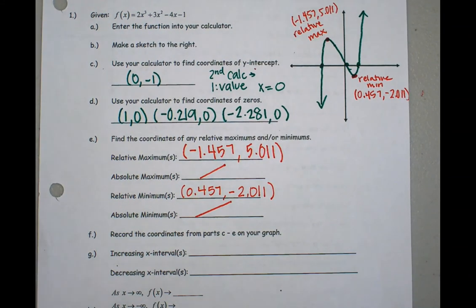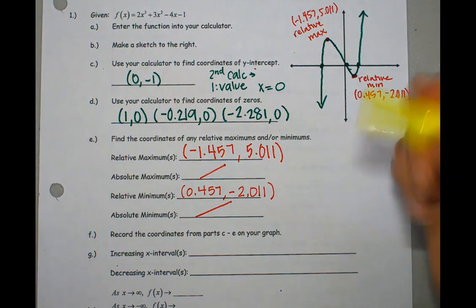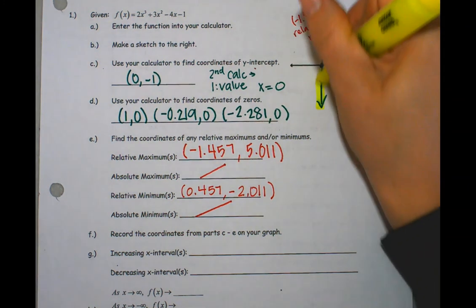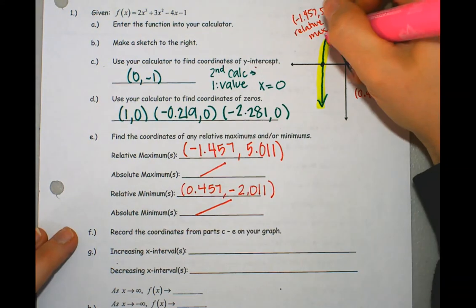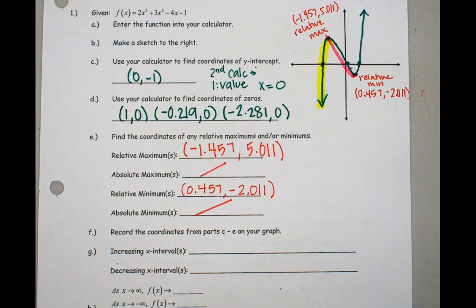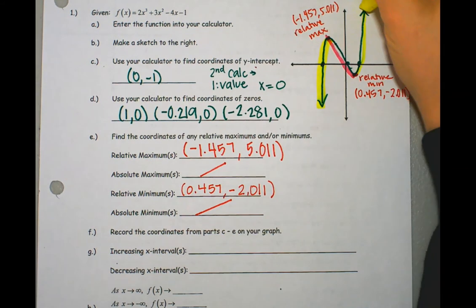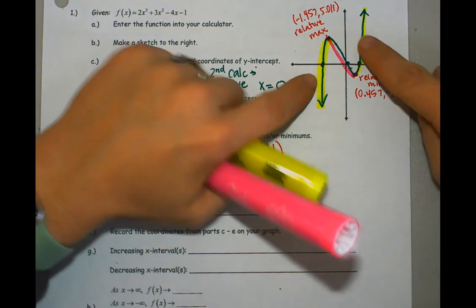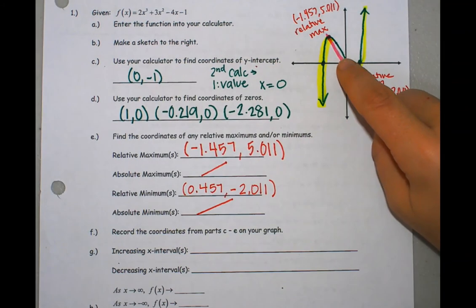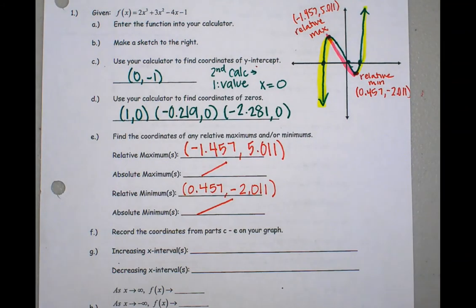So labeling my increasing and decreasing, again, moving from left to right. This graph increases first, then it starts decreasing from here to here, and then it increases again from here to here. So remember, I have 3 different sections, so I need 3 different intervals. 2 of them are increasing, 1 of them is decreasing, and then I'm writing it based off of the x value. So you have to be very careful.